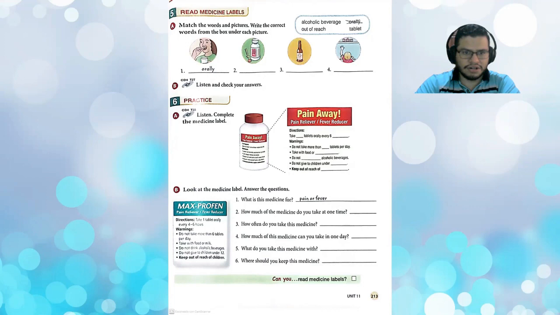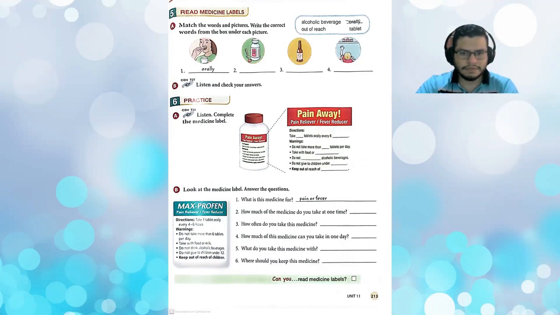Listen and check your answers. Listen and complete the medicine labels according to the audio. This is unit number 11, lesson number 4. And then we have the next part about this activity. Listen to the audio number 28. Page 213. Practice. Exercise A.